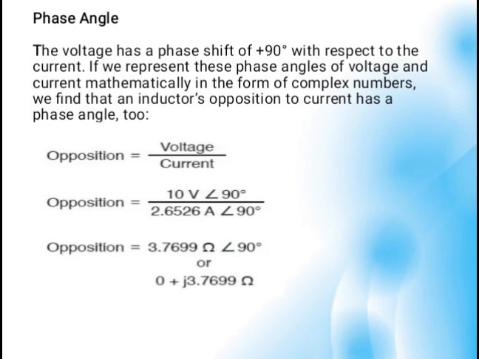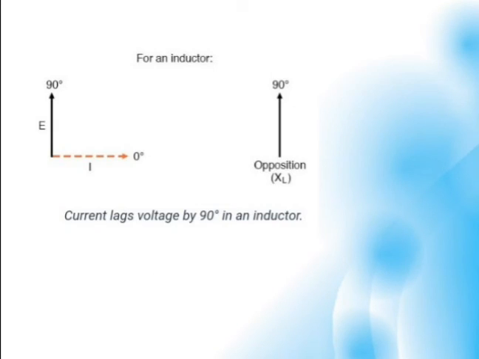Phase angle. The voltage has a phase shift of positive 90 degrees with respect to the current. If we represent these phase angles of voltage and current mathematically in the form of complex numbers, we find that an inductor's opposition to current has a phase angle too. For an inductor, current lags voltage by 90 degrees. So mathematically, we say that the phase angle of an inductor's opposition to current is 90 degrees, meaning that an inductor's opposition to current is a positive imaginary quantity.